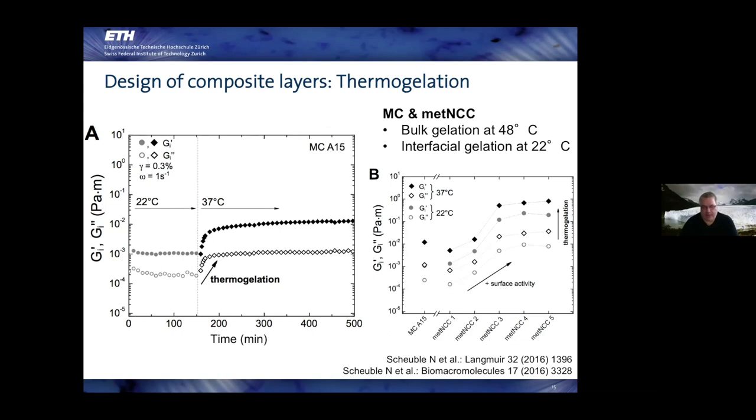When we look to the right, the graph over here shows G prime and G double prime for the different methylation steps. We see that this thermogelation is helping us a lot, in particular with the material that has the highest methylation step. These are the 3, 4, and 5 at the very end, on the very right end of the graph. So this is a benefit that we certainly have when trying to stabilize the emulsions.